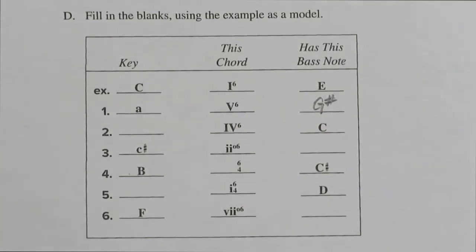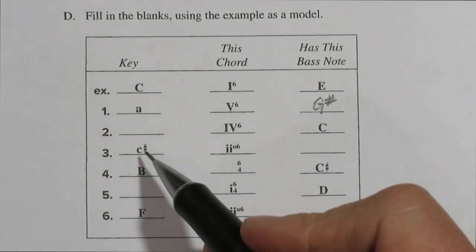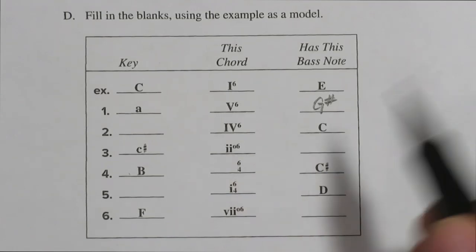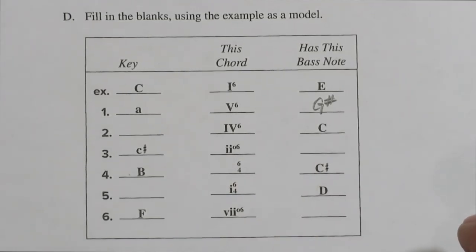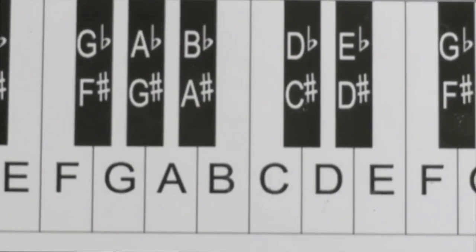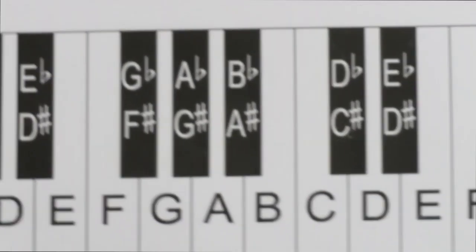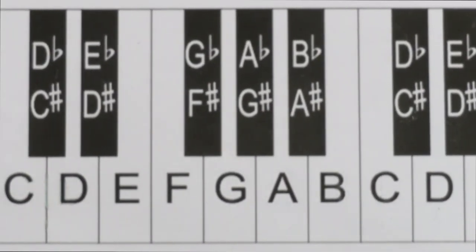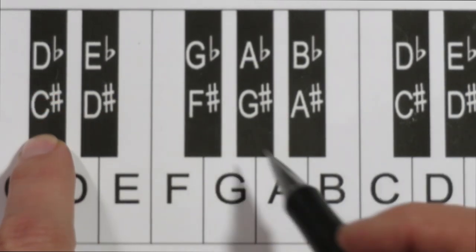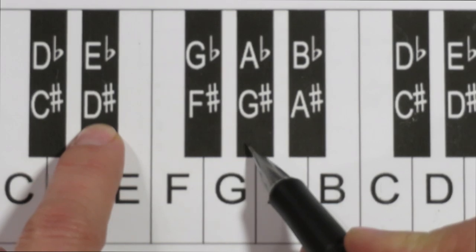Okay, now, number 3, C sharp minor. The 2 diminished 6 has what note in the bass? So in the key of C sharp minor, there are 4 sharps. It's relative to E major. The 4 sharps would be F, C, G, and D.